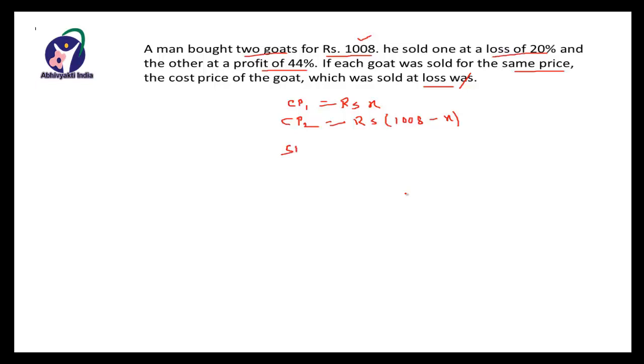It means the selling price of one goat is equal to the selling price of the other goat. The first goat was sold at a loss of 20%, so its selling price will be X into 80 divided by 100, and the other goat was sold at a profit of 44%, so its selling price will be 144 into bracket 1008 minus X, divided by 100.